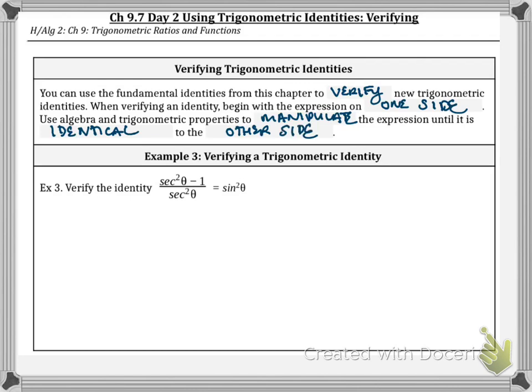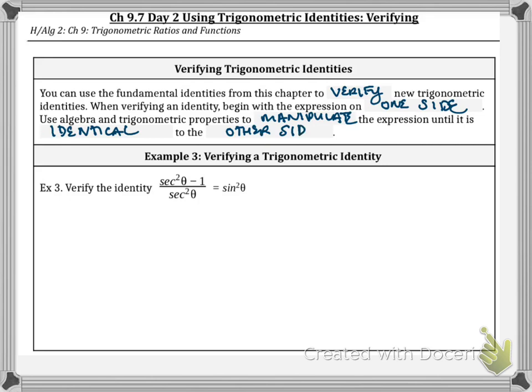What's happening is that one side is really the answer. One side is the answer. For example, like this one, this is the answer we want to get to. Then we have this other side, the sine squared of theta minus 1 over secant squared of theta. That is what we're trying to manipulate. So really, just think about verifying as we have the answer here already for us. We want to try to make this the same. Okay, so let's try this out.